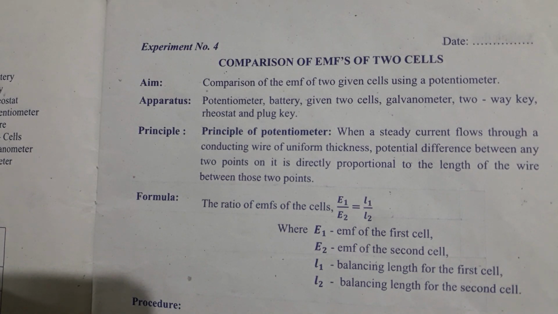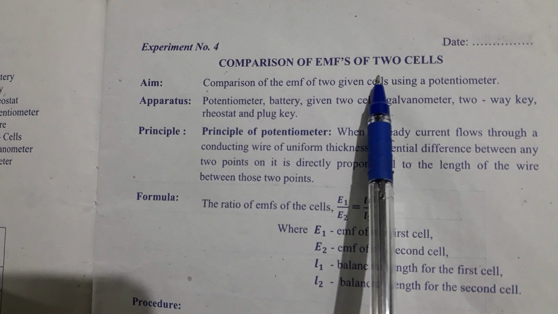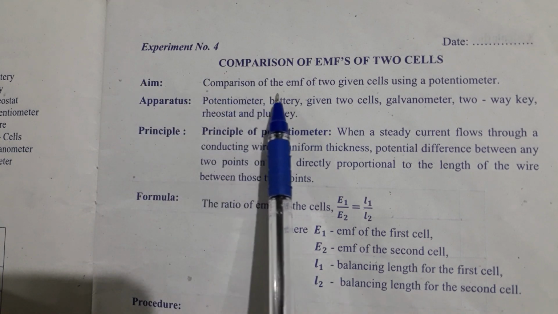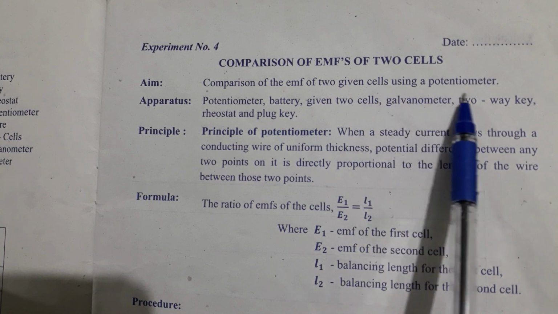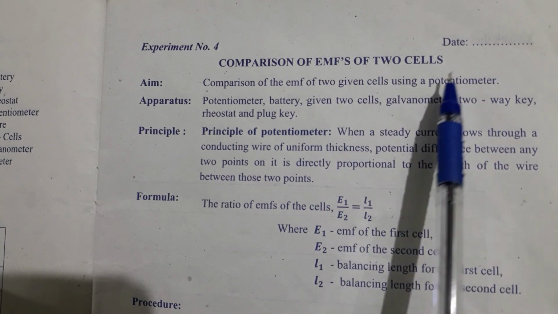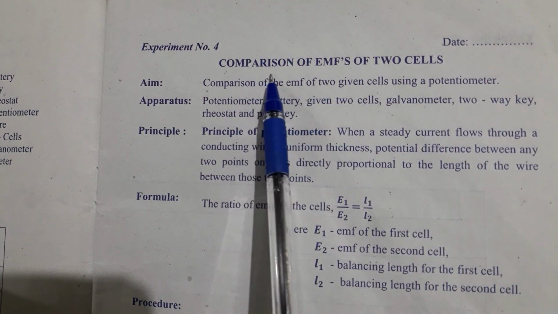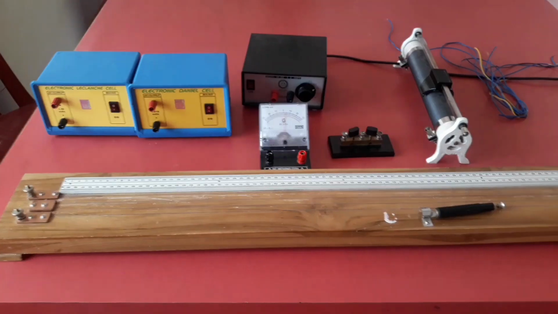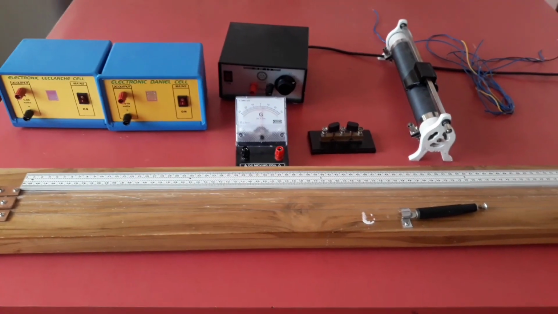Hello guys, let us come to the next very important experiment. Comparison of EMF of two cells. Aim of the experiment: comparison of the EMF of two given cells using a potentiometer. So here, using a potentiometer, we are going to compare the EMF of the two cells. That's all. Next, we are going to know about the apparatus one by one for this experiment.